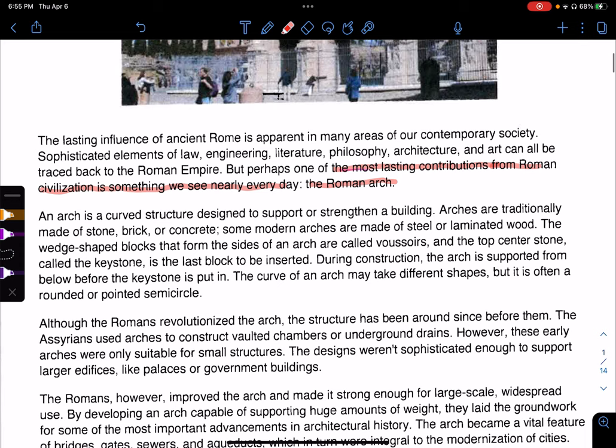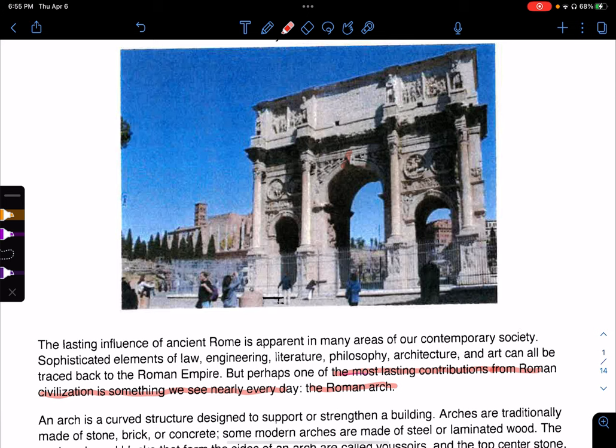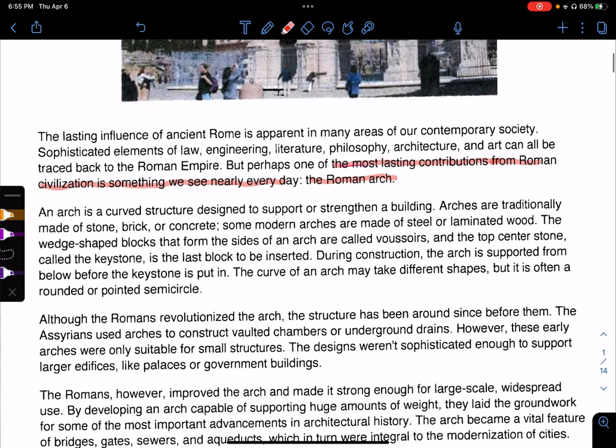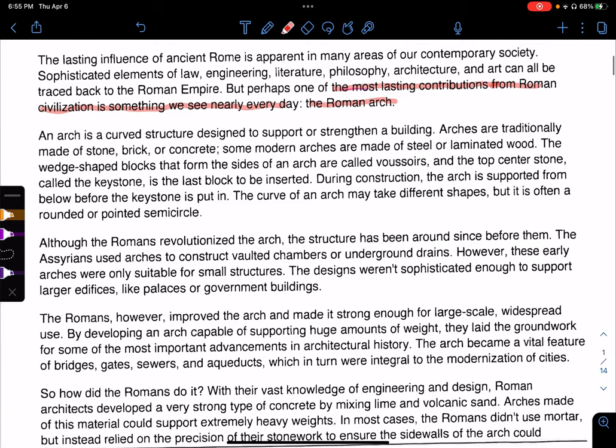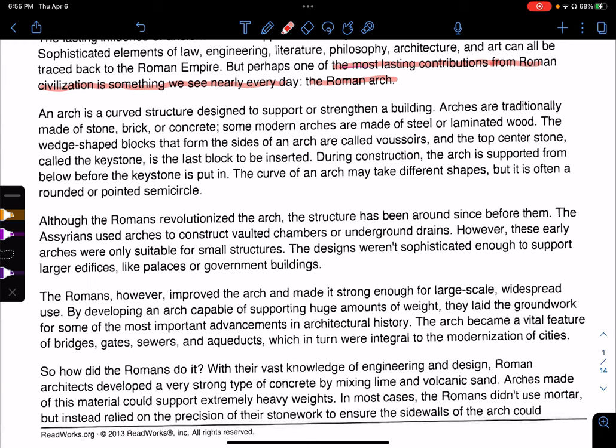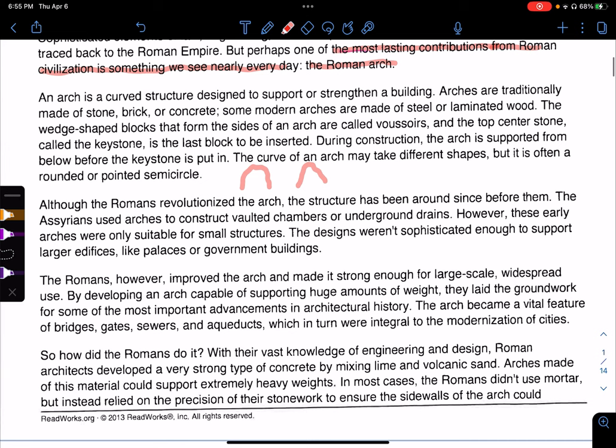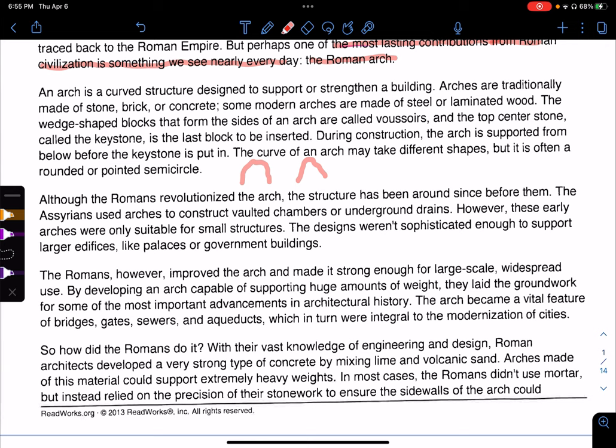So this is called the keystone right here. The one in the middle is called the keystone. It is the last block to be inserted. During construction, the arch is supported from below before the keystone is put in. The curvature of an arch may take different shapes, but it is often a rounded or pointed semicircle. So we're going to talk about an arch that looks like this. That's a Roman arch, and you'll see that later in the Middle Ages they make an arch that looks like this, more pointed.